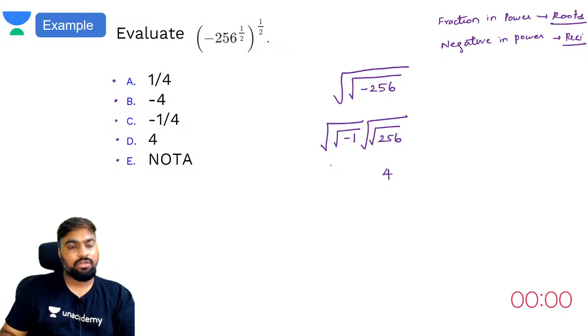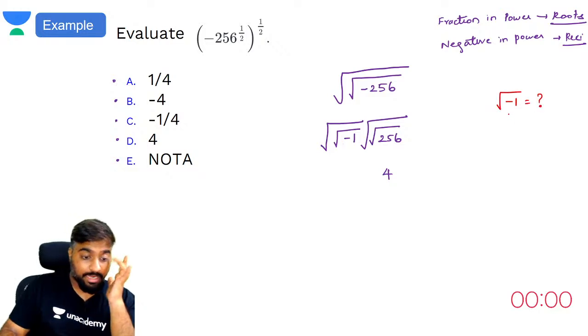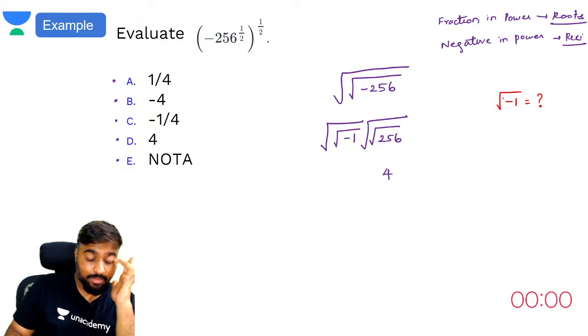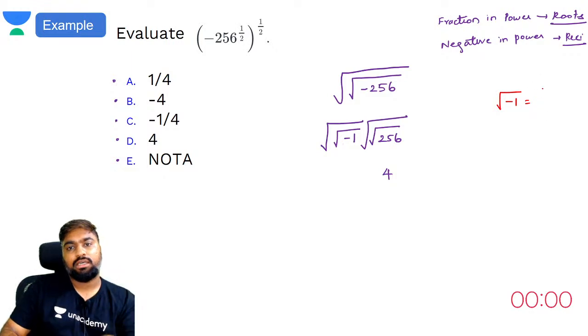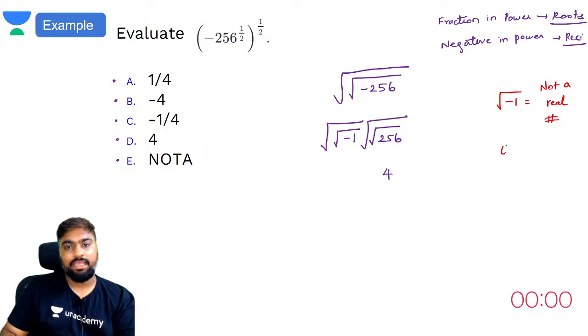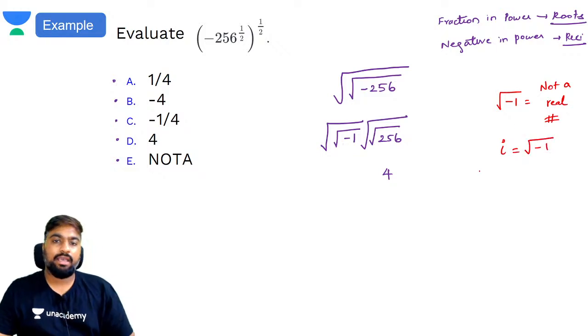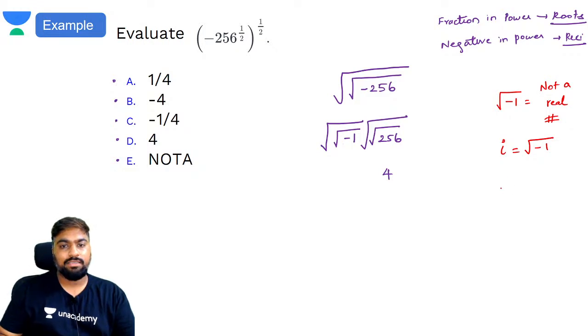But what is the square root of -1? Quickly tell me, who will tell? What is the square root of -1? Quickly tell. Yes, very good. It is not a real number. It is iota, imaginary. Because any number that you square, i square is equal to -1.